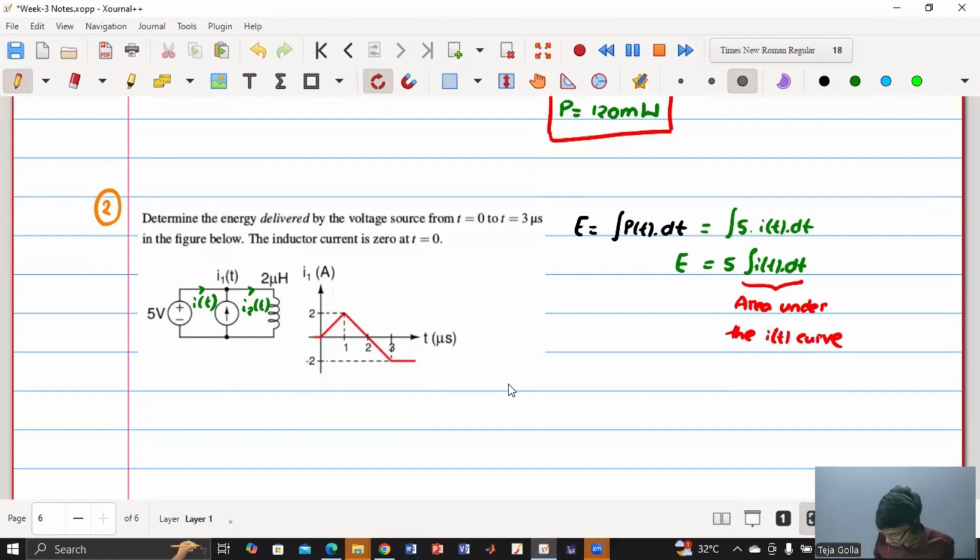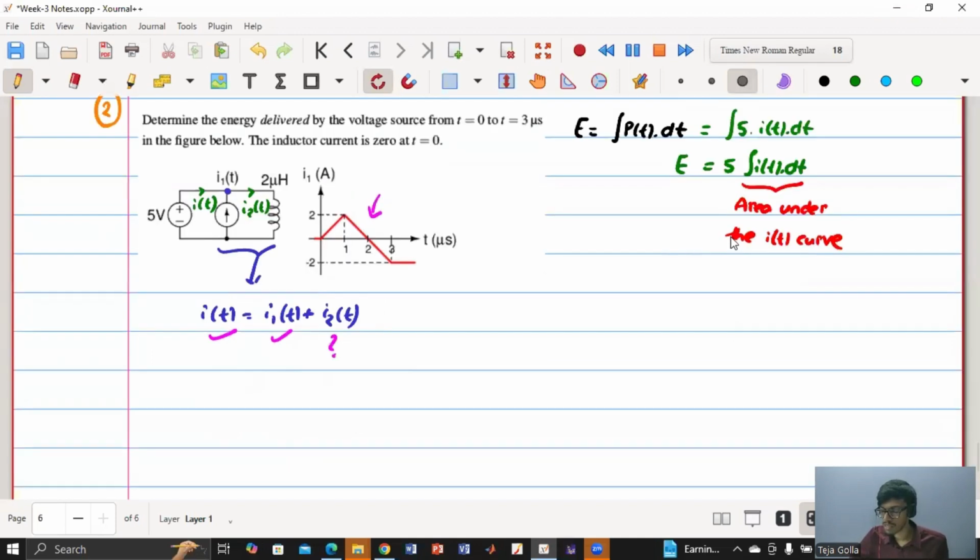And what is I of t? If you apply KCL here, you will get I of t is nothing but I1 of t plus I2 of t, right? And they have given I1 of t here, and we have to find I2 of t. Then we'll solve for I of t, and then we'll find out the area under the curve to get E. Is that okay?